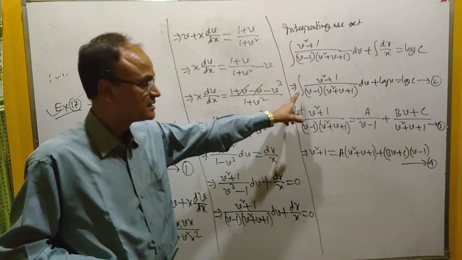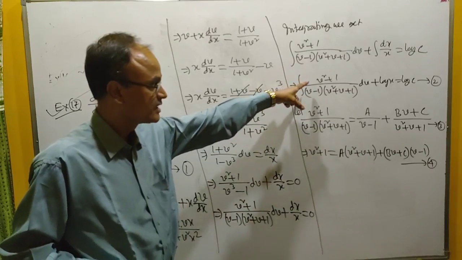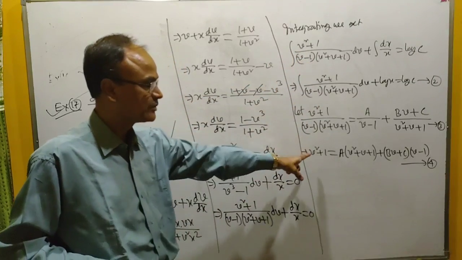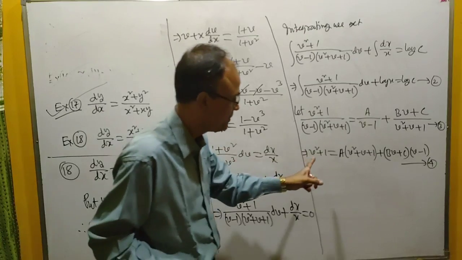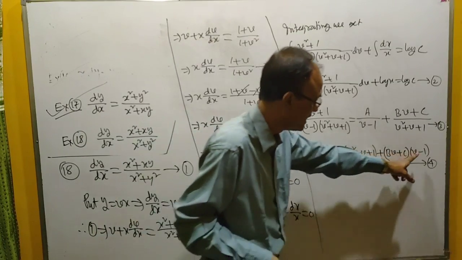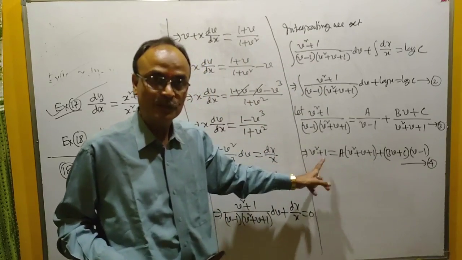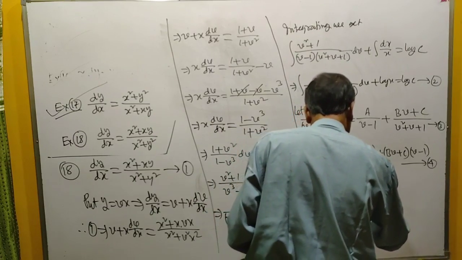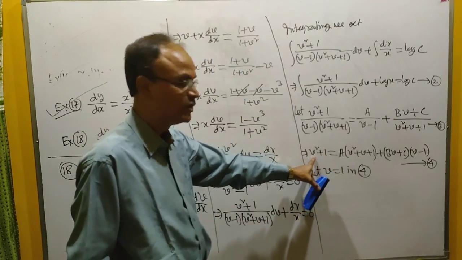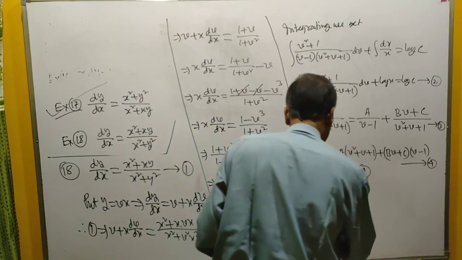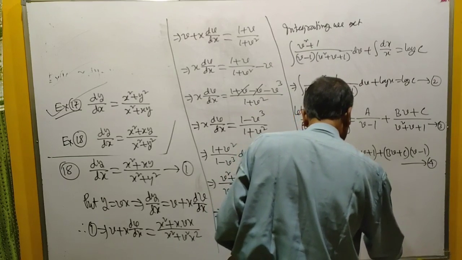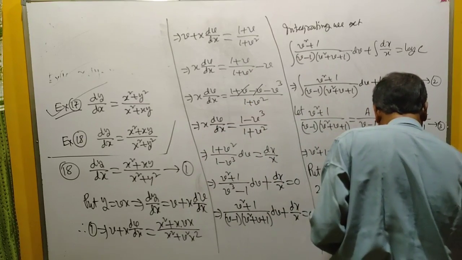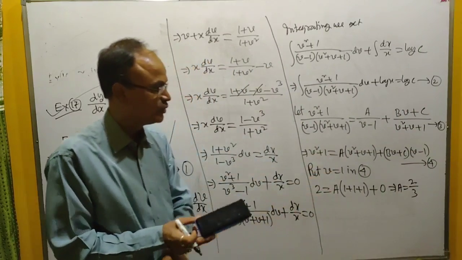To integrate the left hand side of 2, you will have to express it as partial fractions. Now put b equal to 1 on both sides of 4. You will get 1 square plus 1, which is 2, equal to a times (1 plus 1 plus 1) plus 0. This means a equals 2 by 3.